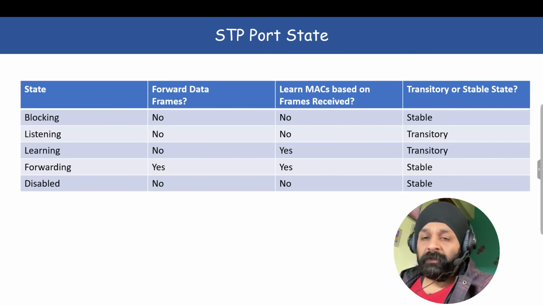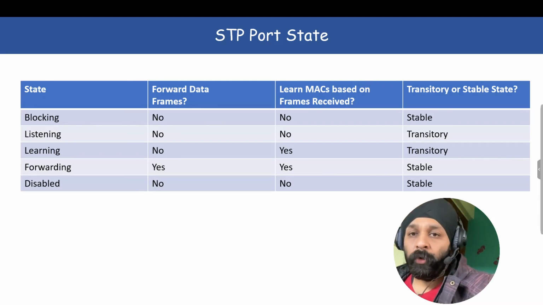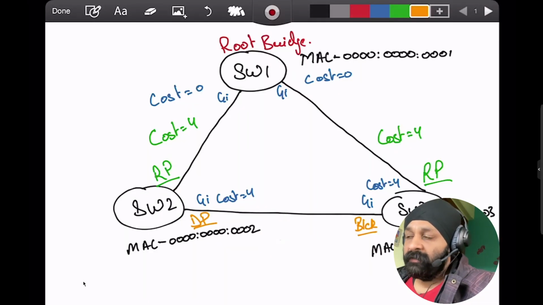If the switch port is disabled, then nothing is going to happen, but this is again a stable state. So if a port goes down in a switch, say in our current scenario, if the port between switch 1 and switch 3 goes down, there is a chance that switch 3 will come up through switch 2, but this can take up to 50 seconds.